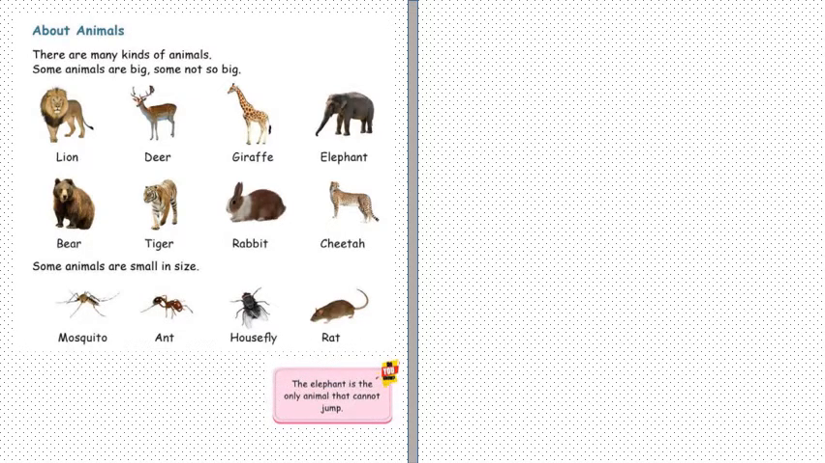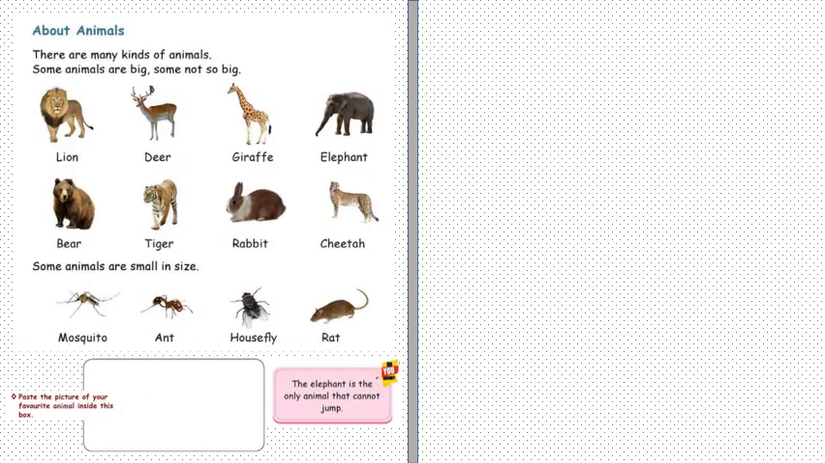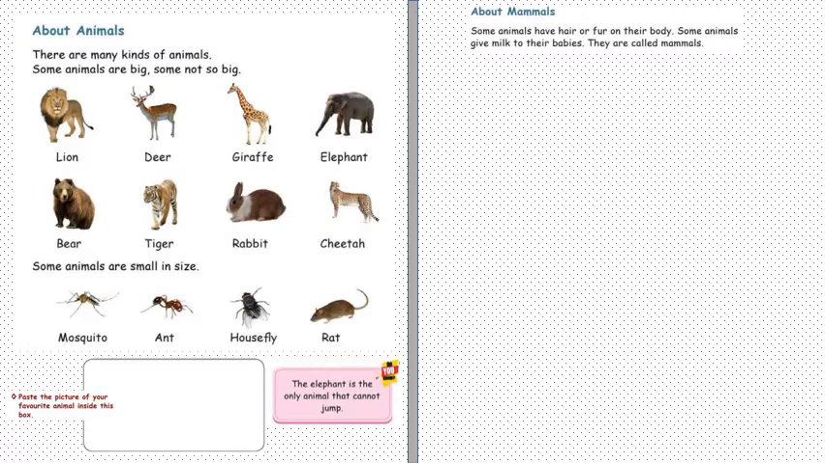Now just for your information, the elephant is the only animal that cannot jump. That's mainly because of its size. And here you have an activity wherein you ask your child which is the favorite animal and you just need to stick the picture in there.